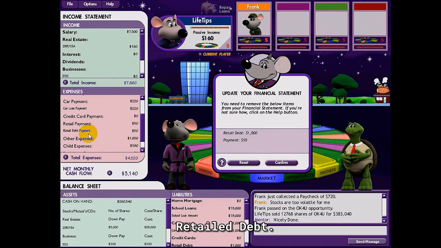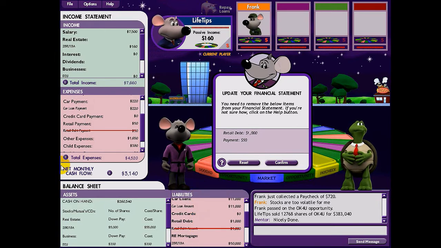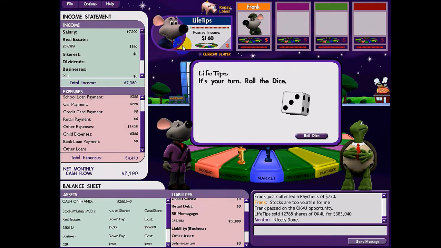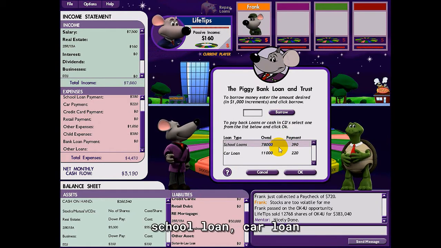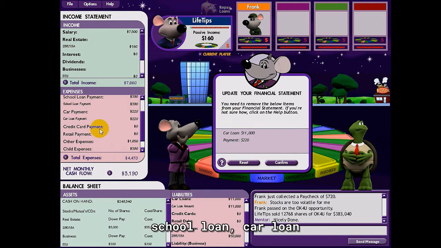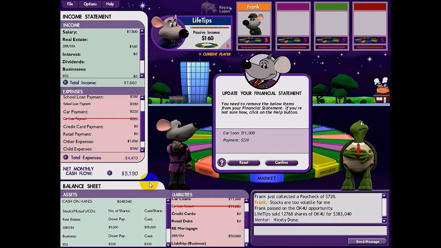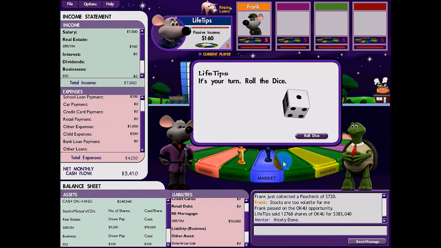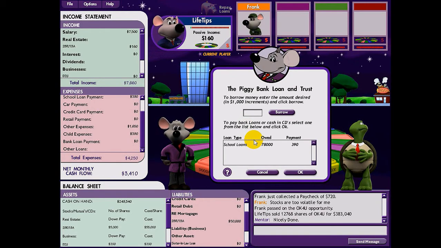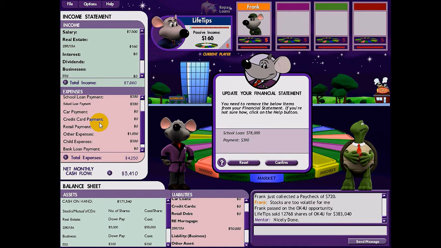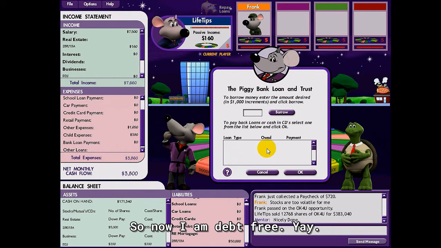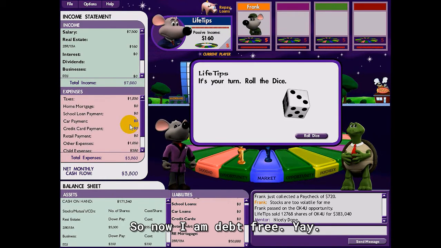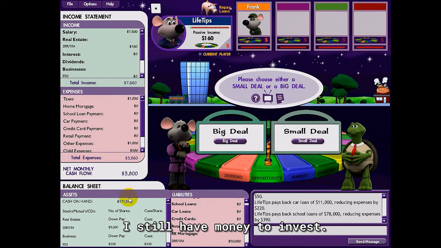Retail debt, school loan, car loan, yeah. School loan, where is it? Yeah, confirm. So now I am more debt free and still have money to invest.